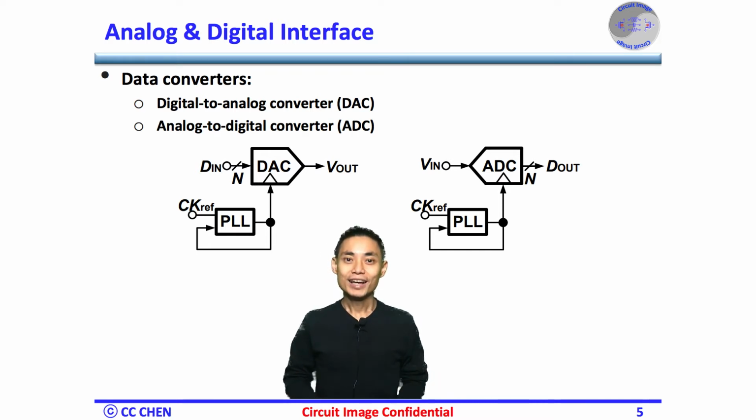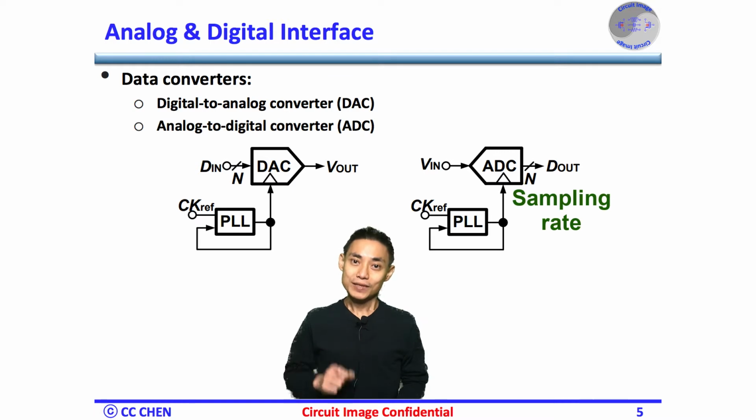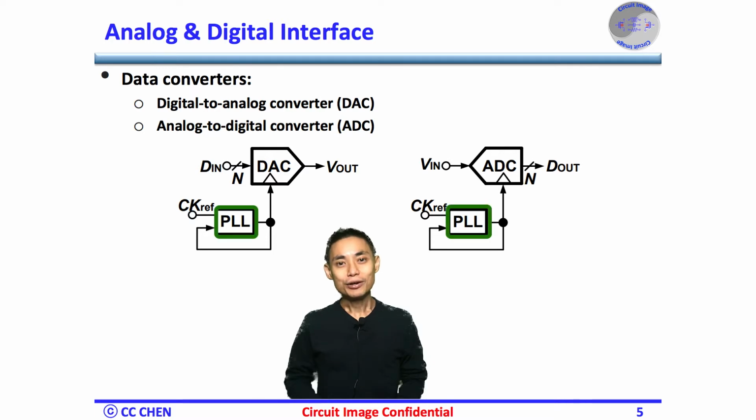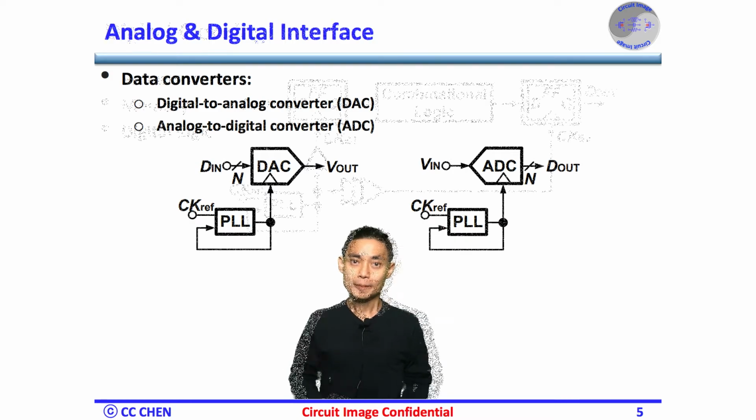On the other hand, the ADC sampling rate must be fixed as well. Otherwise, the sampled V-in may even produce the wrong D-out digital information. Again, a PLL is a must to provide a stable and adjustable clock rate in the DAC or ADC interface.